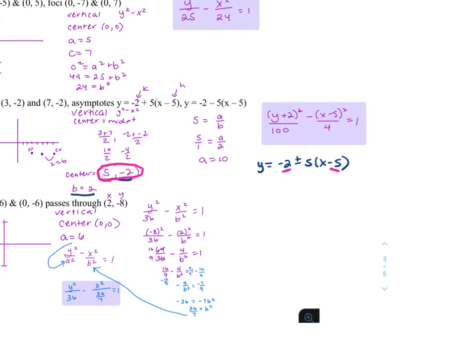Okay. Then I get my little ratio. That 5, because it's vertical, equals A over B. Now I don't know A, but I know B is 2.